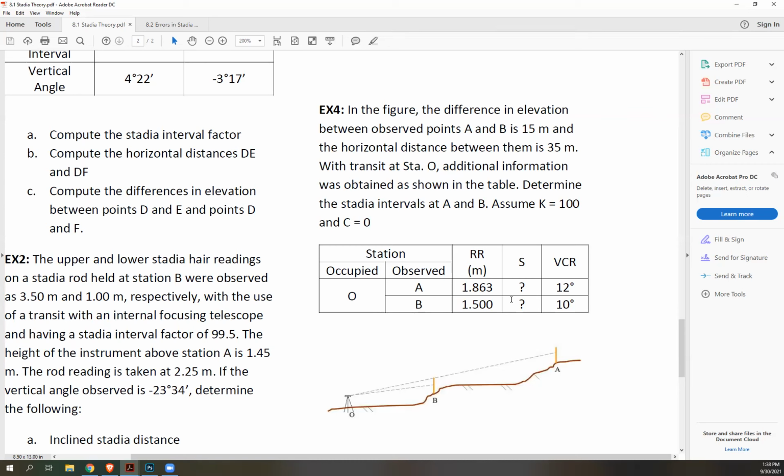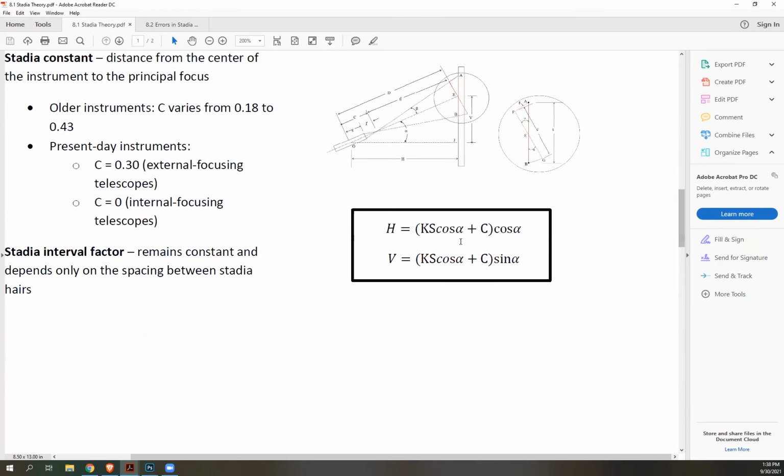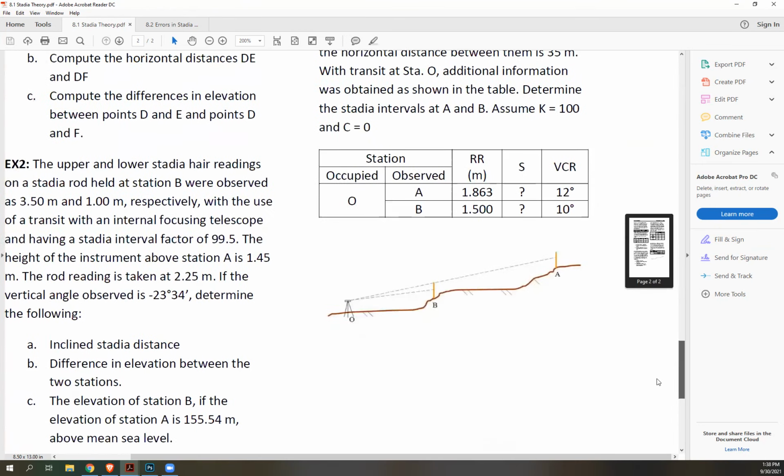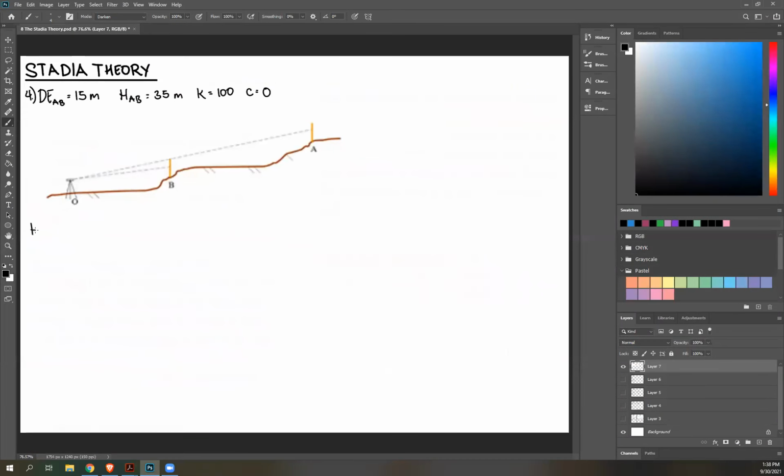So to solve for this, we're going to use what's given. And what's given is your horizontal distance and your difference in elevation. Let's start with horizontal distance first. And then recall the equation for horizontal distance. That is Ks cosine alpha plus C cosine alpha. Now C is 0, so that's just Ks cosine alpha times cosine alpha. So we can simplify our equation to Ks cosine squared alpha, right?